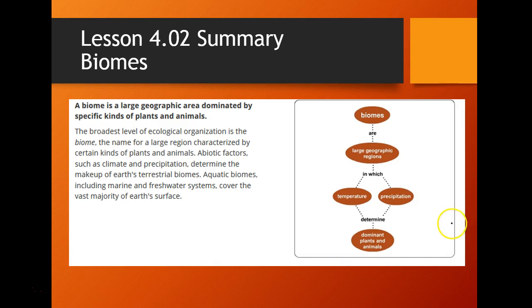Okay, so pretty much in this lesson, what we learned about were the different types of biomes. But the big takeaway that I want you to have is what a biome is. Remember, a biome is a large area that has a specific temperature as well as precipitation, and that determines what type of plants and animals are going to live there. And remember, we have two different types of biomes, like two big categories. One would be the terrestrial biome, which would be land, right? And then the other one would be the aquatic biomes, which would be water.